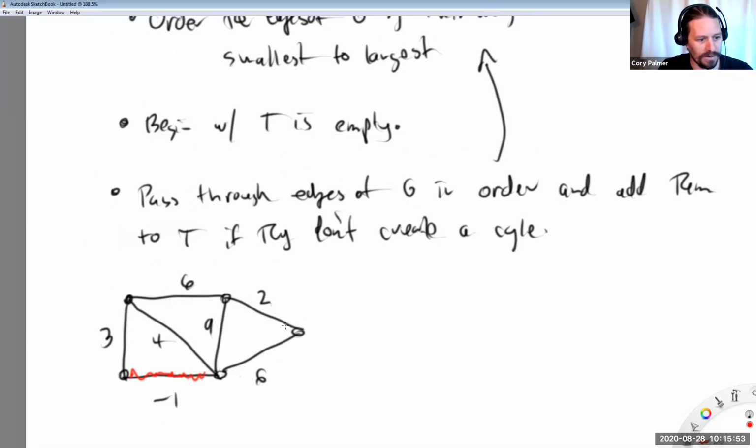And now we look here. Does adding edge 2 create a cycle? No. Two edges aren't going to create a cycle in the first place here. So we add 2. Now the next edge to add is 3, and that can be added, it doesn't create a cycle. And now finally we get something interesting. Edge 4, this edge of weight 4 should be added to the graph here, but we can't because that creates a cycle there.